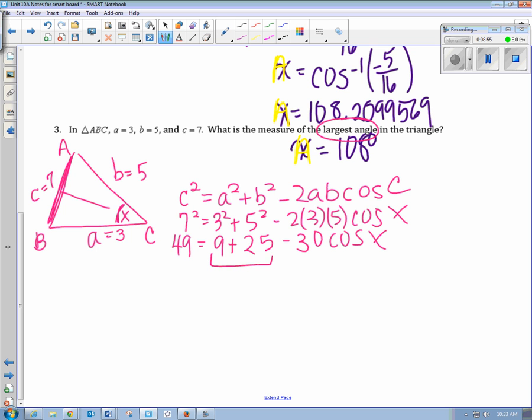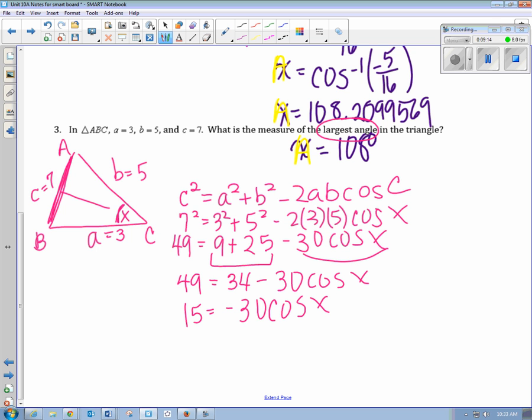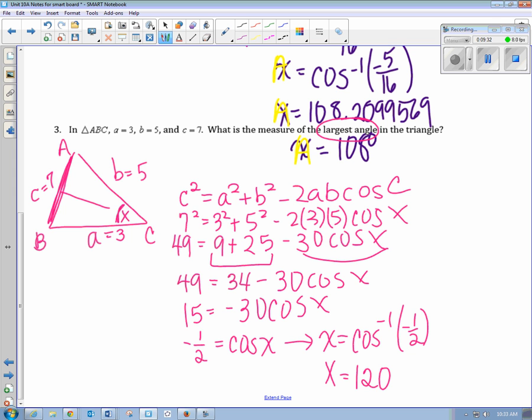Only these two terms can be combined. This 30 is connected to the cosine x. That is a variable term. So this is 49 equals 34 minus 30 cosine x. I'm going to subtract the 34 from both sides. Divide by negative 30. Which means then when I solve, I get x equals cosine inverse negative 1/2, which gives me x is equal to, type that on your calculator, 120 degrees.